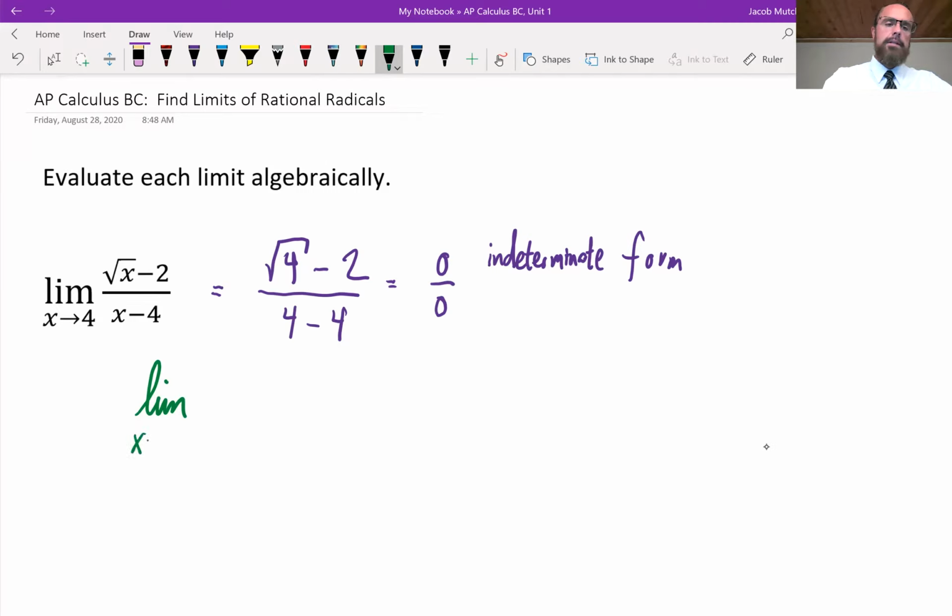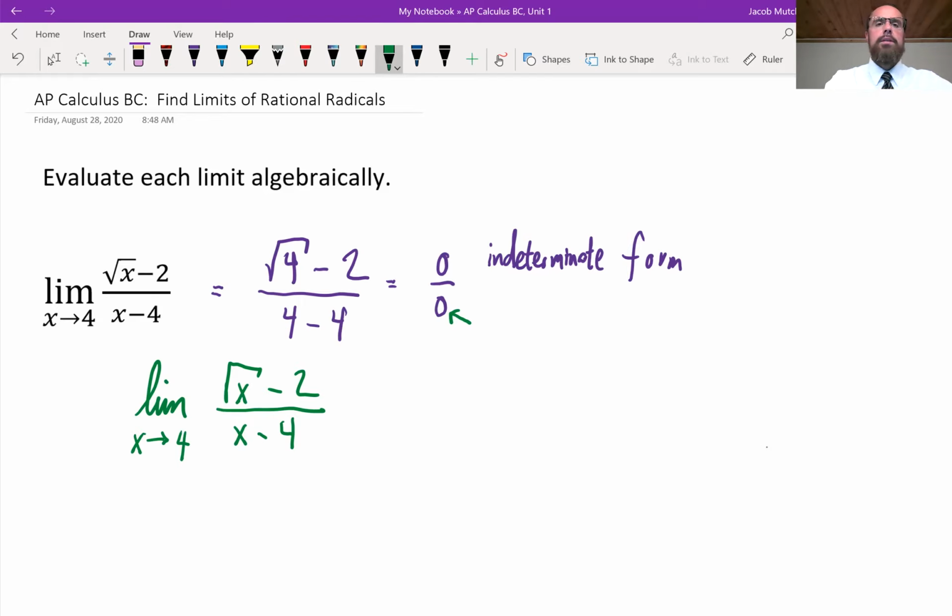So the limit as x approaches 4 of the square root of x minus 2 over x minus 4. The big problem with this function is the denominator. It's really this division by 0 that's causing me to not be able to calculate the limit. So what I'd like to do is see if I could cancel out that x minus 4.